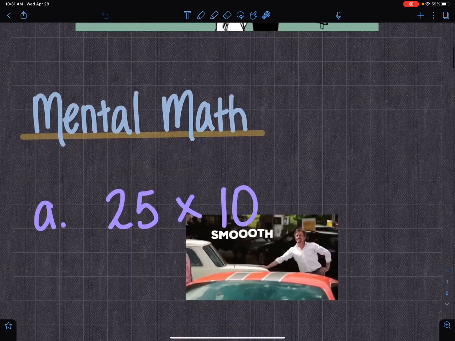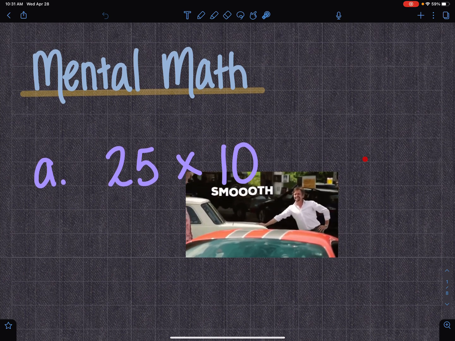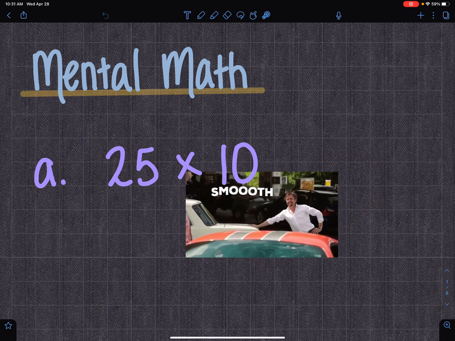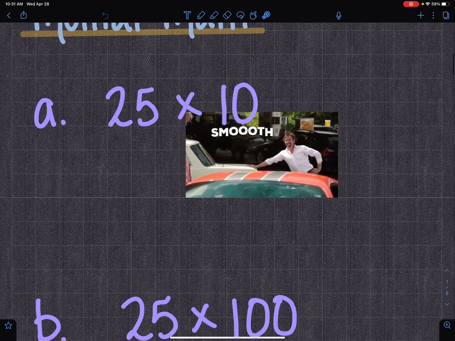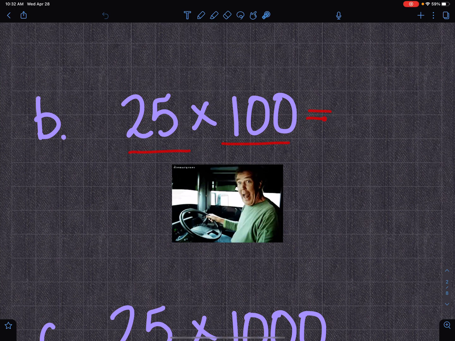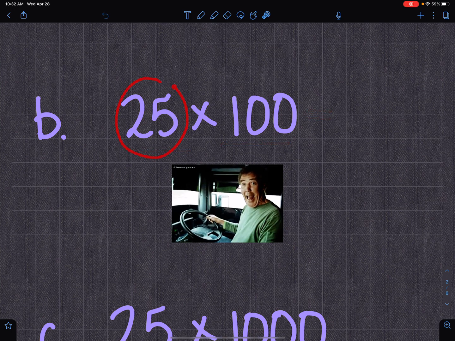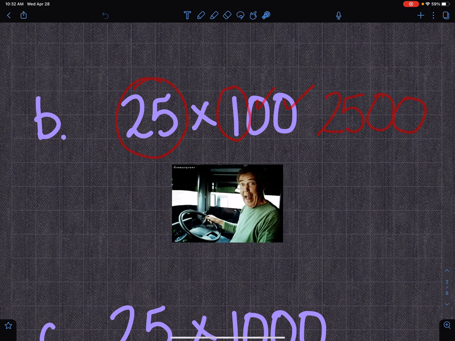First, we're going to do mental math. This part is going to be easy for you. You are going to look like smooth avocado while you do this mental math, okay? Here we go. Mental math. A is 25 times 10. Write your answer. What's 25 times 100? Remember you're doing the same thing. 25 times 1. And then how many zeros do you add? There's 1, 2 zeros. Okay.